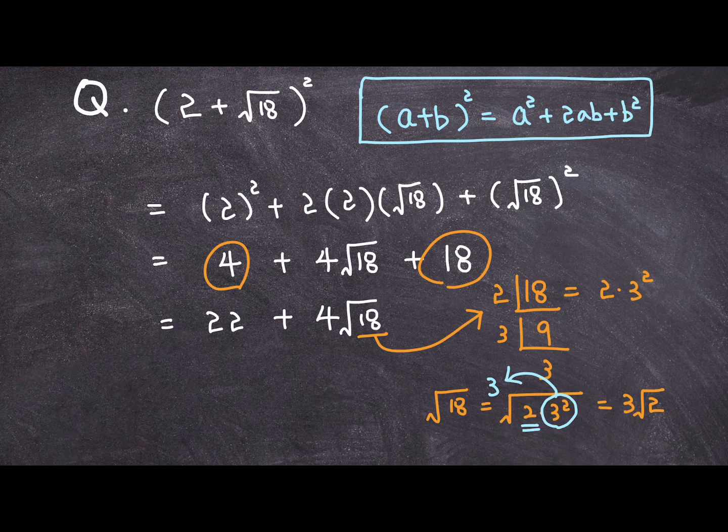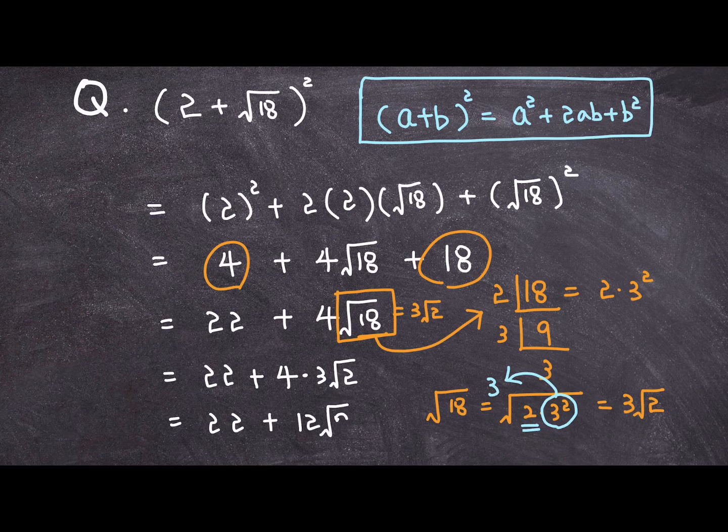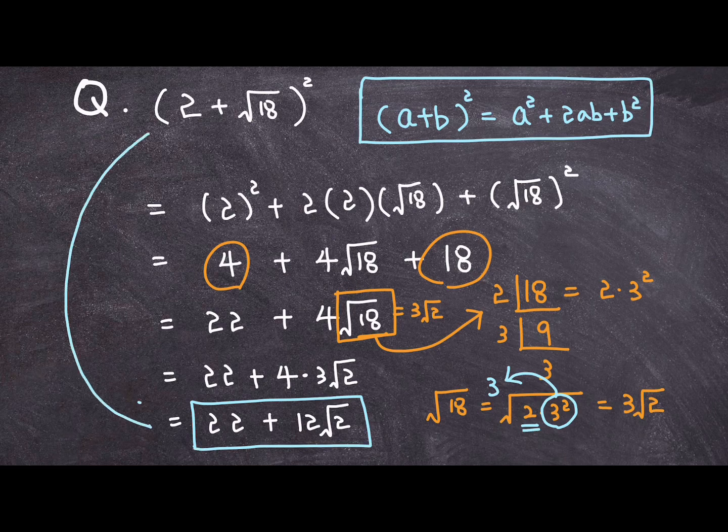So I'm going to replace this square root of 18 with 3 square root of 2. And in this case, if I do that, I get 22 plus 4 times 3 square root of 2, which is 22 plus 12 square root of 2. And that's going to be my final answer right here. So I can safely say 2 plus square root of 18 squared is equal to 22 plus 12 square root of 2. Now that was way easier than trying to add those two numbers together and squaring it.